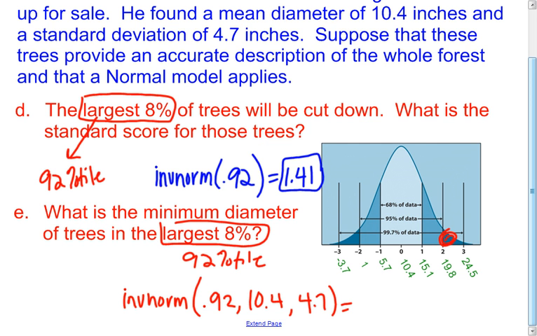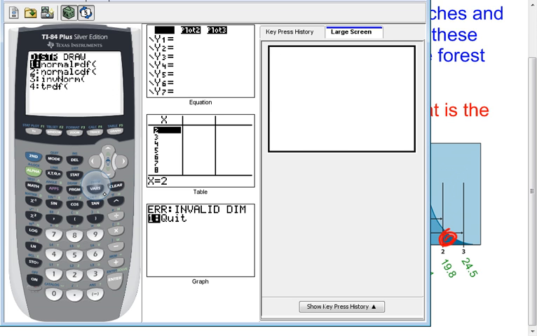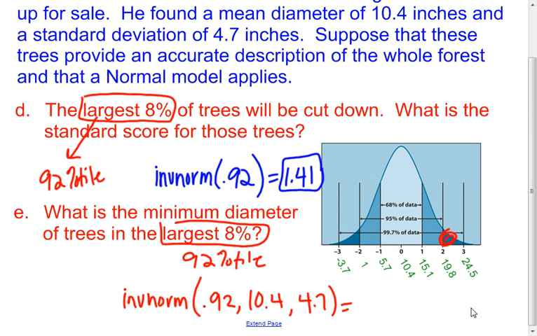So if I go to my calculator here, and again, I go second variables, inverse norm, I put the percentile in, comma, the mean, comma, the standard deviation, and go ahead and spit that out. I get about 17 inches. Okay, my tree is about 17 inches. Okay, and that should do it.